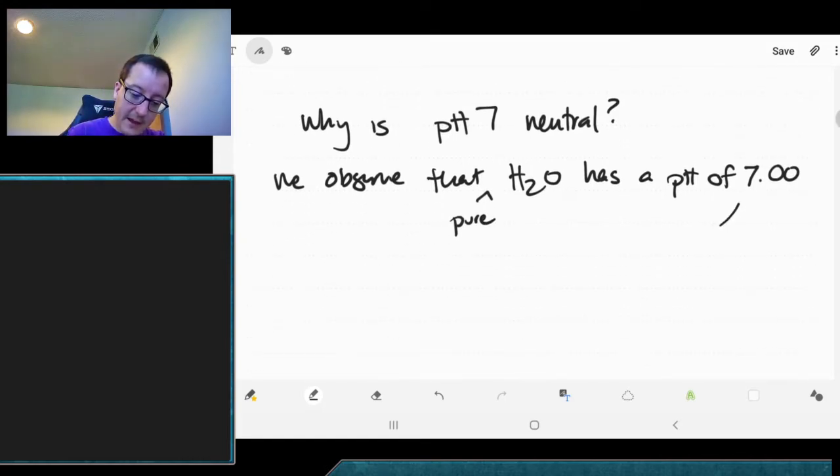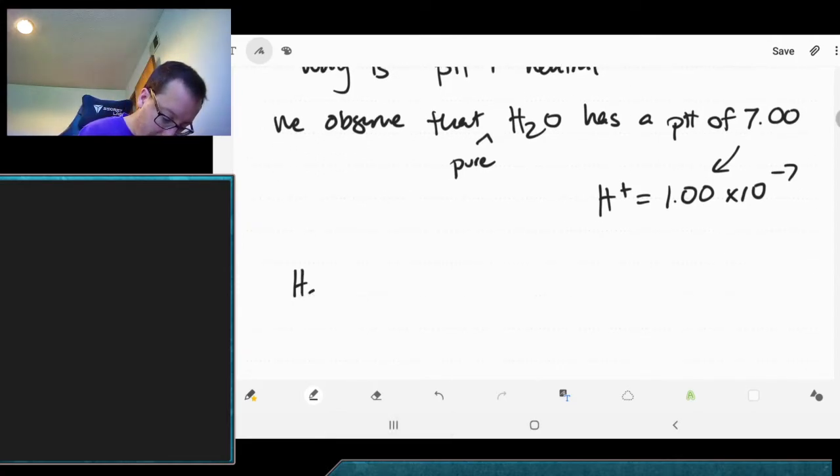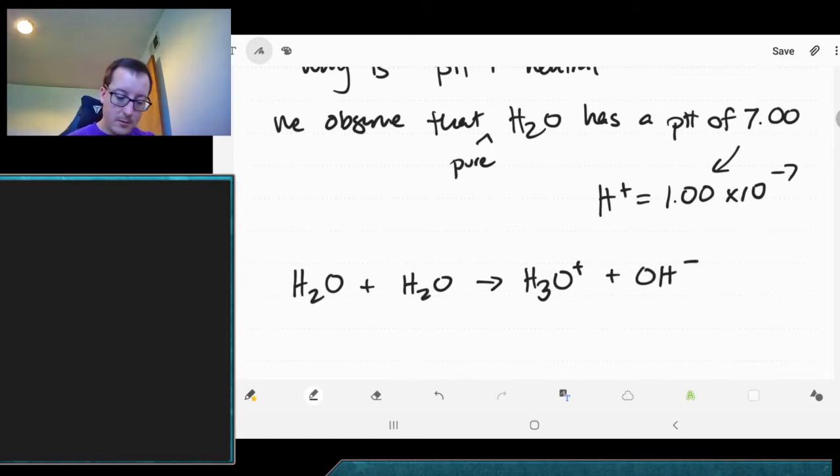And the reason for that indicates, by the way, that we have an H plus concentration of 10 to the minus 7 in pure water, which is odd because pure water should just be water, but it turns out that water can react with itself to form, remember as we call it, H plus and OH minus.